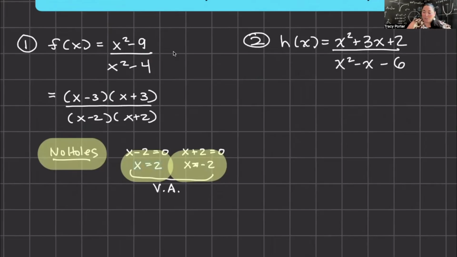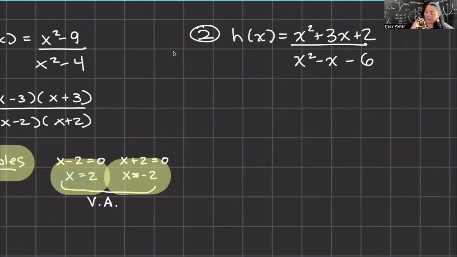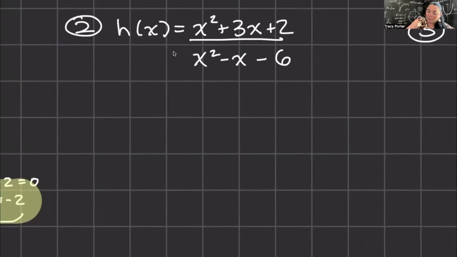Now, if you really wanted to investigate what is going on either side of these, you can substitute some values in to the right of 2 and to the left of 2. You can put them in here, and you can see if it's getting larger or smaller, and that will tell you if it's approaching positive or negative infinity. Okay, so if you're not looking at the graph, that's one way to do it. But let's go ahead and look at number 2.